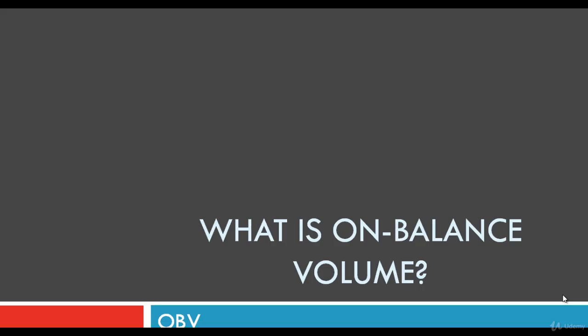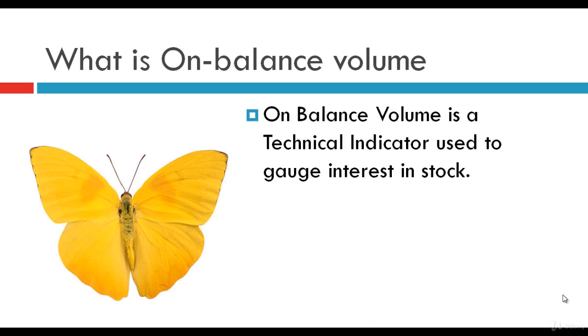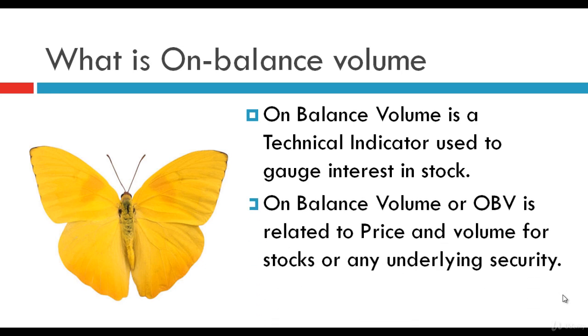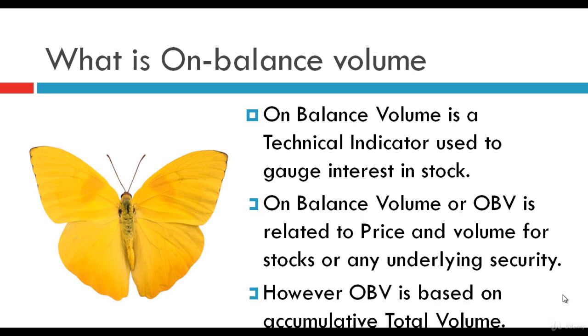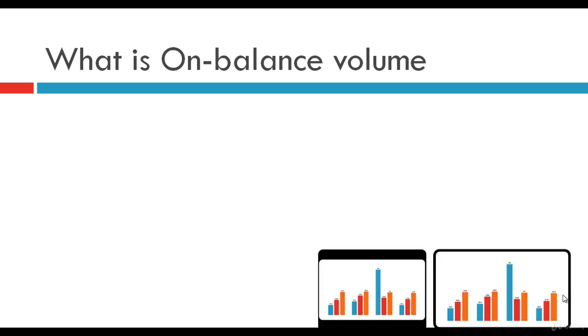What is on-balance volume? On-balance volume is a technical indicator used to gauge interest in a stock. OBV is related to the price and volume for stocks or any underlying security, as you can place this indicator on anything, index futures or any other instrument. OBV is based on accumulative total volume.